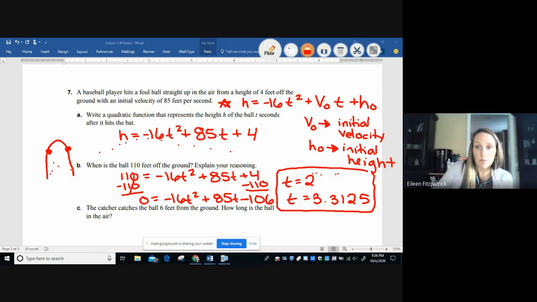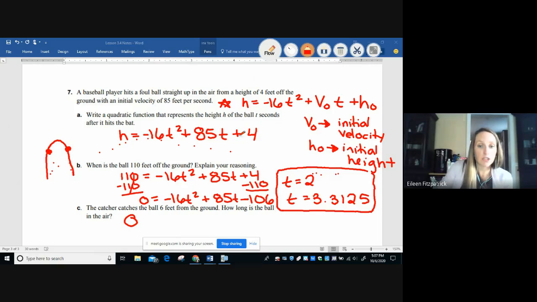Now, the last part says the catcher catches the ball 6 feet from the ground. How long is the ball in the air? All right, so what changes? What do we have to do? All right, we want to know if the ball's height is 0, so I'm going to plug in 0 for the h. What is the time?